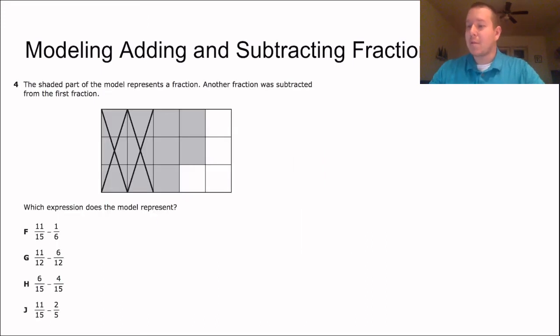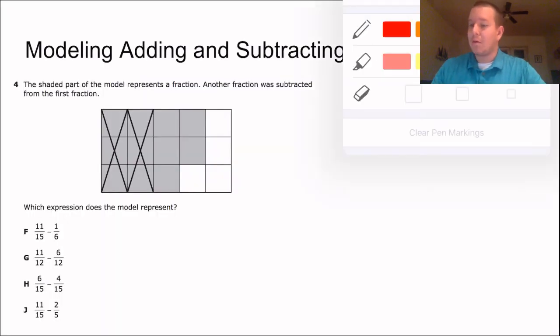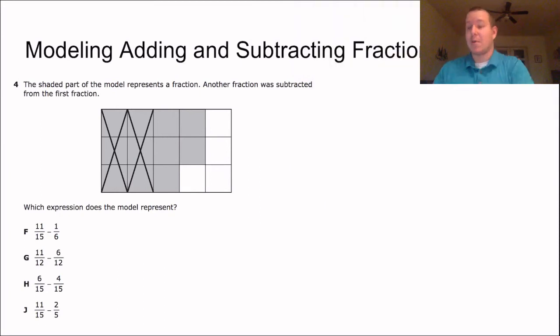So in this first problem, it says the shaded part of the model represents a fraction. Another fraction was subtracted from the first fraction. Which expression does the model represent? So we have a model right here, and we are trying to figure out what expression it's representing. Which, remember, an expression is a number sentence without an equal sign.